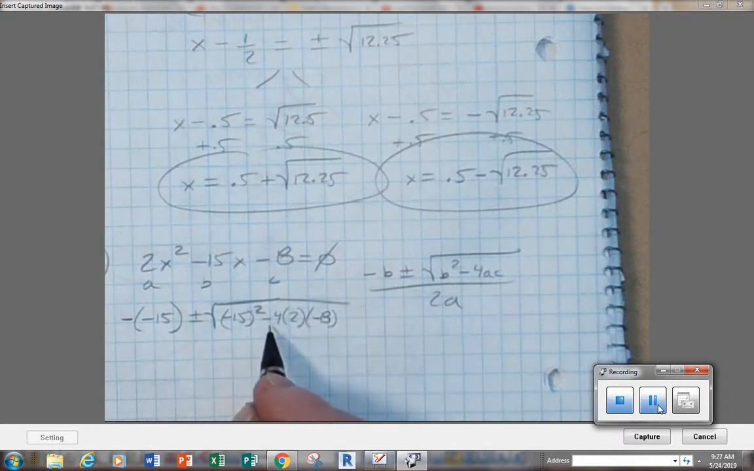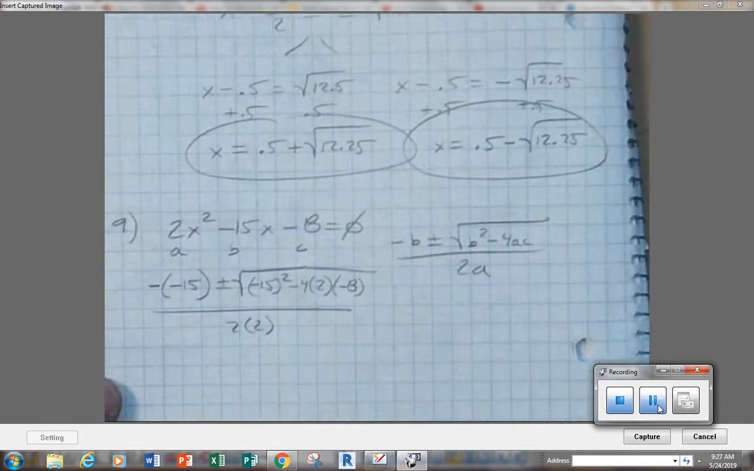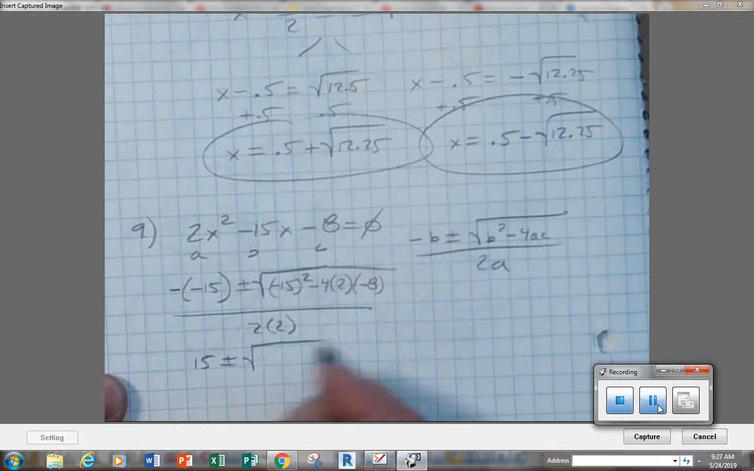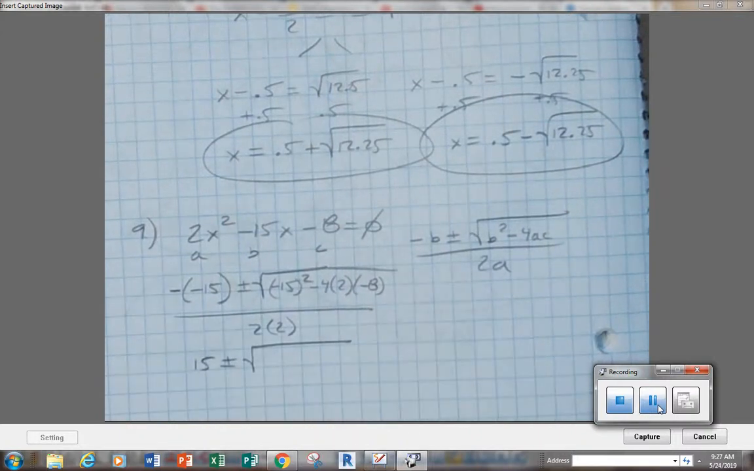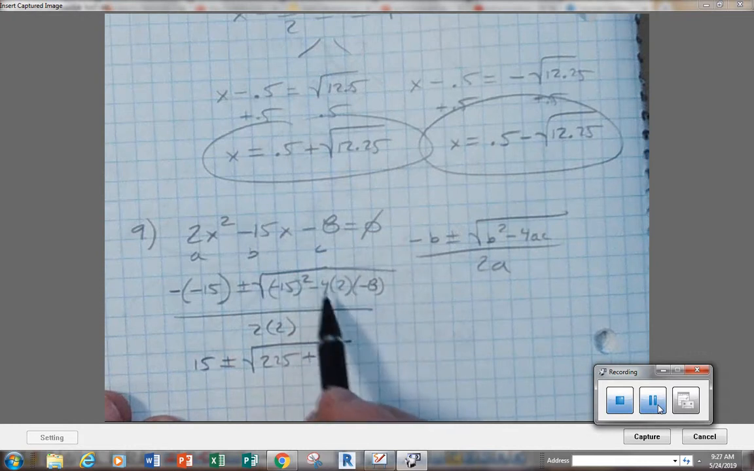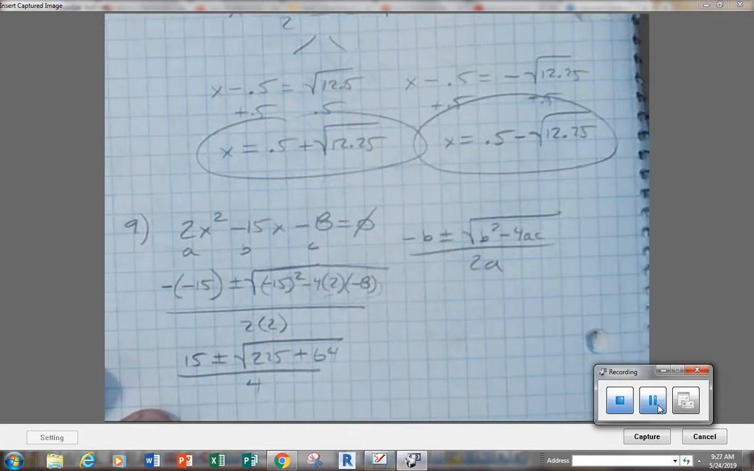That's going to be a double negative right there, which turns to plus. Don't forget the over 2A. That gives me positive 15 plus or minus the square root, and let me use my calculator. 15 squared is 225. This turns into a plus because you're multiplying two negatives here, negative 4 times 2 is negative 8, and then negative 8 times negative 8 gives me positive 64, all over 4.